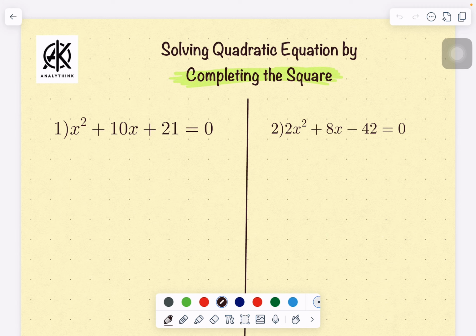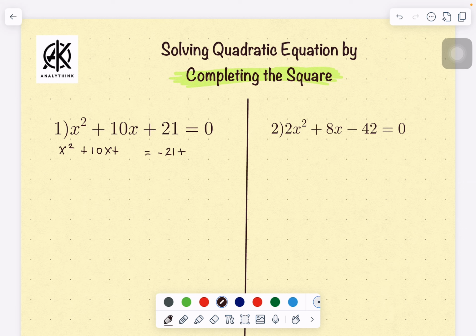Now what I'm going to do here, if you're using the completing the square method, you have x squared plus 10x. I will move the third term to the other side of the equation, so that would be negative 21. And then I will add a third term here, and the same on the other side of the equation.